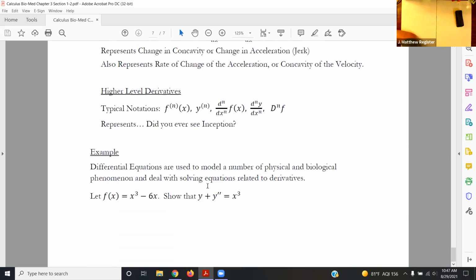And this last question here is talking about this idea, differential equations. Differential equations are used to model a number of physical and biological phenomena. And we are going to be dealing with differential equations later on in this course. This is a very, very simple example. Let f of x equal x cubed minus 6x. Show that y plus y double prime is equal to x cubed. And so f of x is equal to x cubed minus 6x. Show that y plus y triple prime is equal to x cubed.